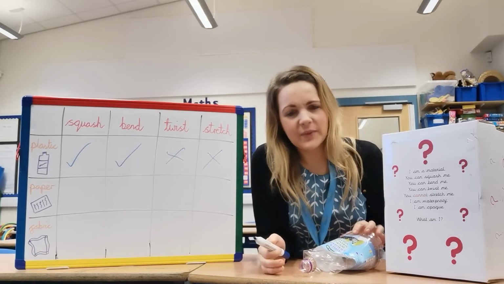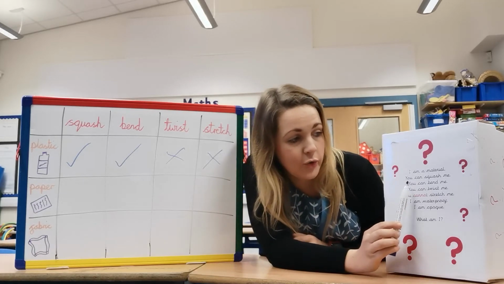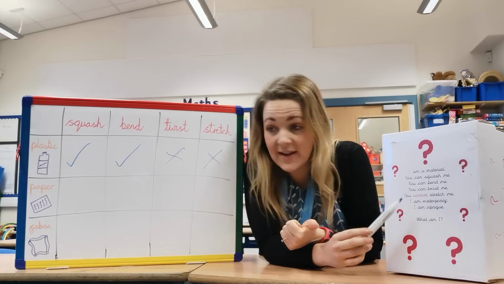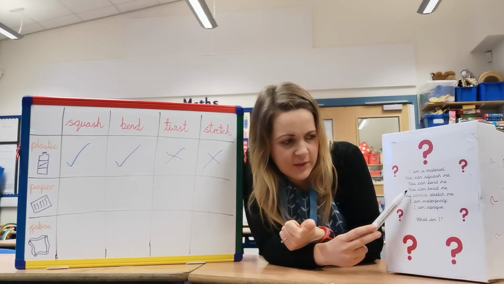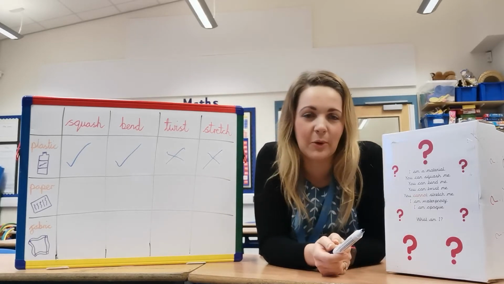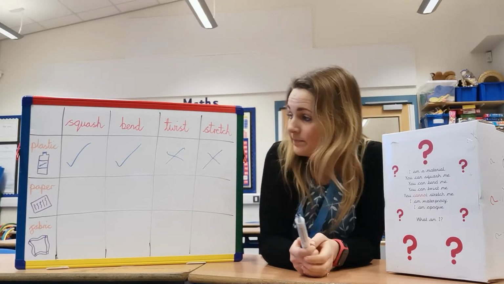So in the riddle, it said that the material that is hidden inside, you can squash me. Yes, for the plastic bottle. You can bend me. Yeah, it can do that. The material is looking for something you can twist. No, we can't twist the plastic bottle. So we know that plastic is not in there.